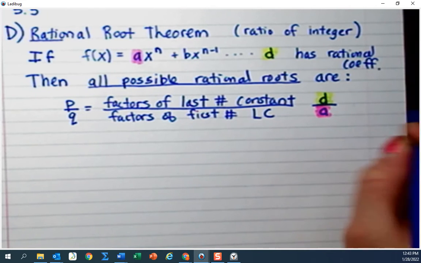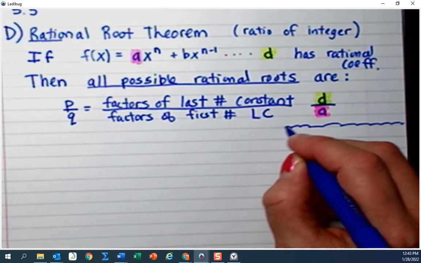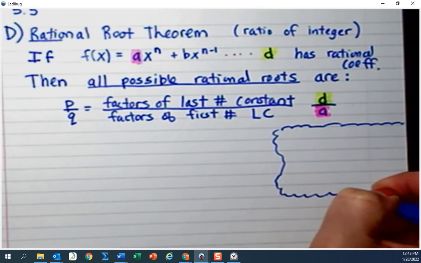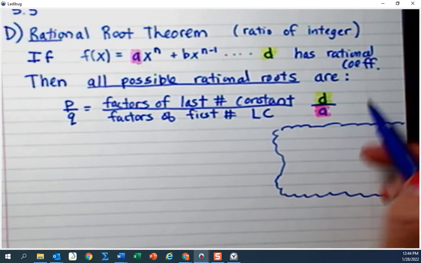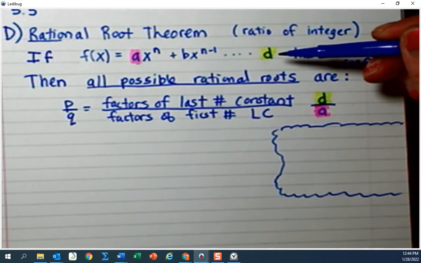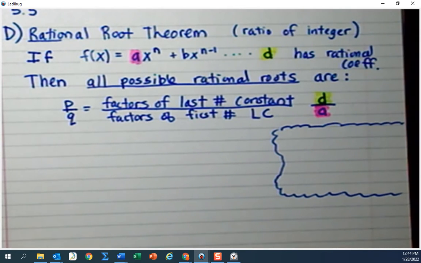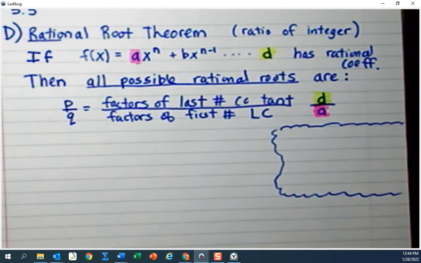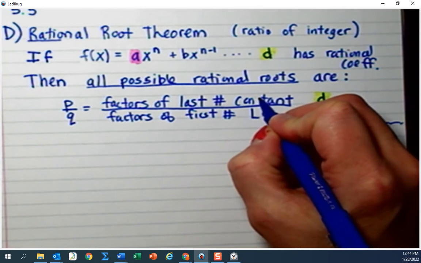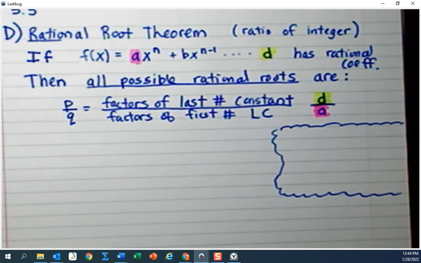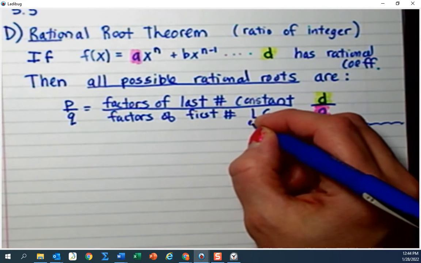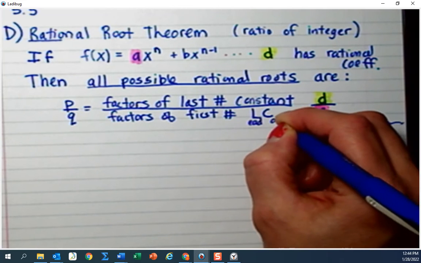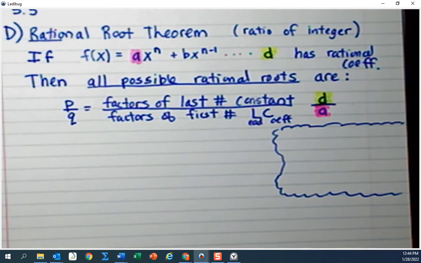So we're going to write a little thinking cloud. What does the last one say on the top? Constant. The constant term, the one without the variable. What is LC? Leading coefficient. There you go.